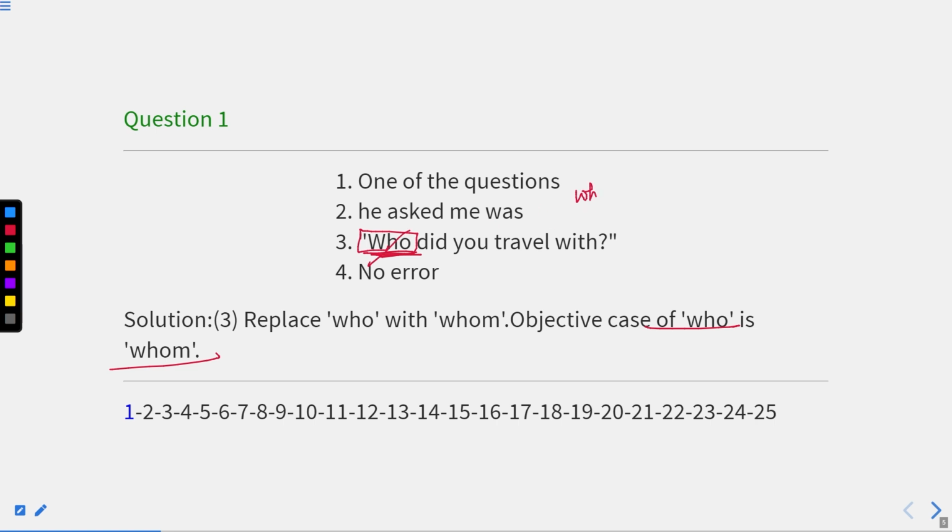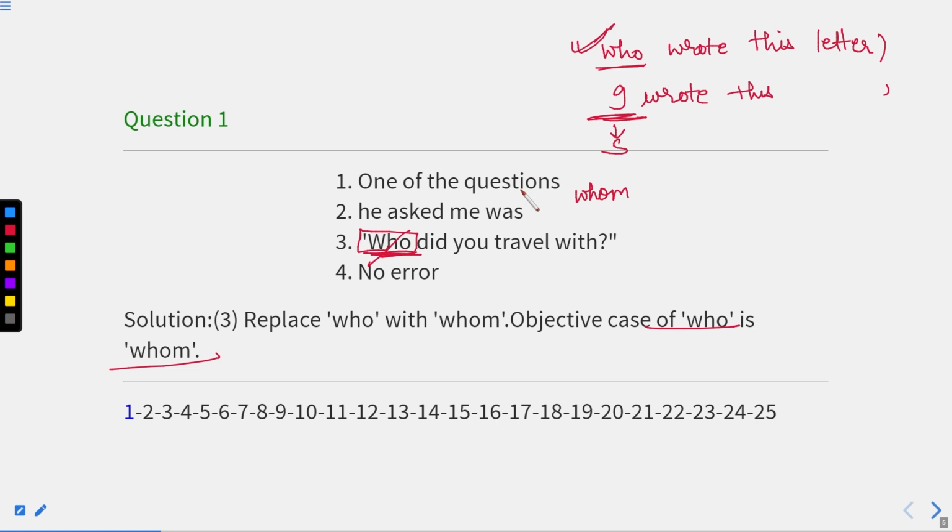Okay, for example, if I say "who wrote this letter?" Suppose this is the question, so I can answer "I wrote this letter." Okay, just a rough answer. So for this, who has given the answer? I. So I is the subject, we know well, therefore this who is absolutely correct.